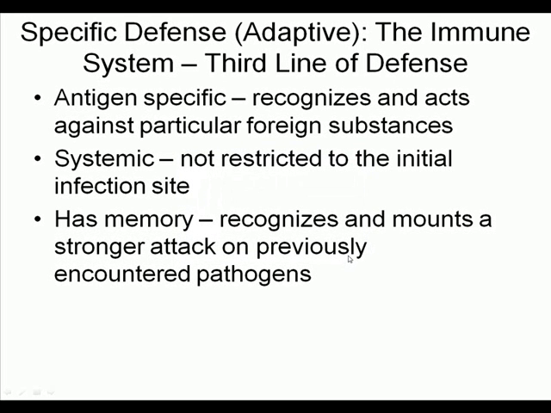The third line of defense is a very specific defense, also called the adaptive immune response. The key to the adaptive immune response is that it's very specifically targeted against a given foreign substance. That foreign substance is called an antigen. The system is set up to recognize specific antigens and mount a response only to those specific antigens that they were made against. It's systemic, so it's not restricted to the original site where a particular antigen was recognized, but that immunity will happen throughout the body.